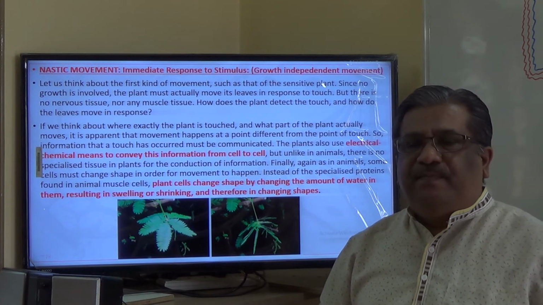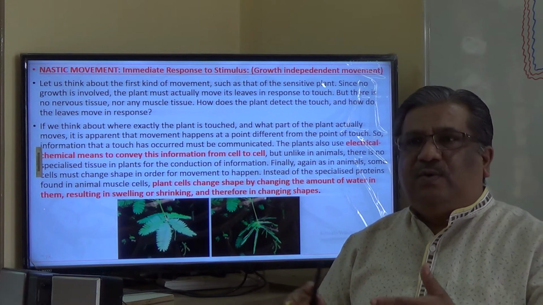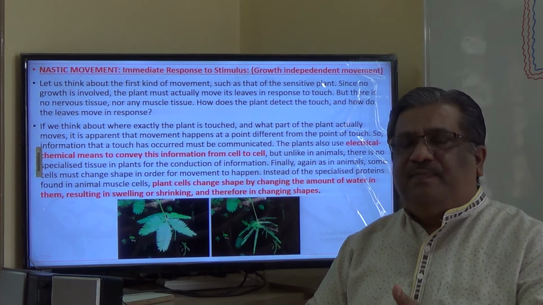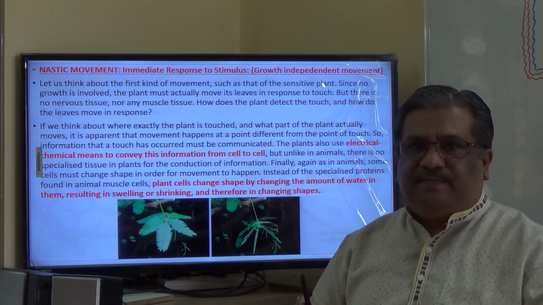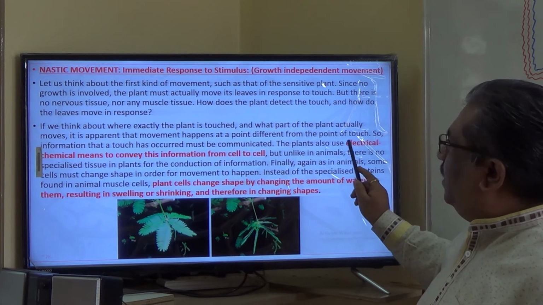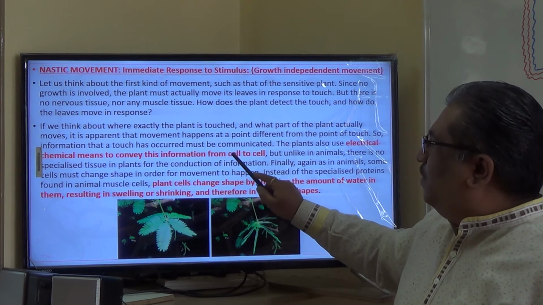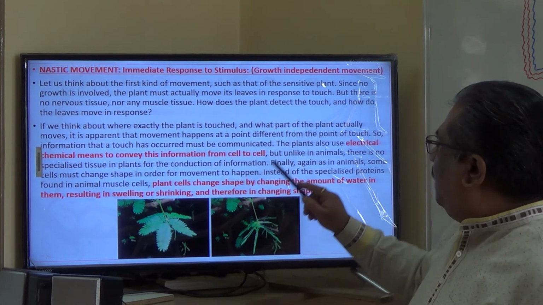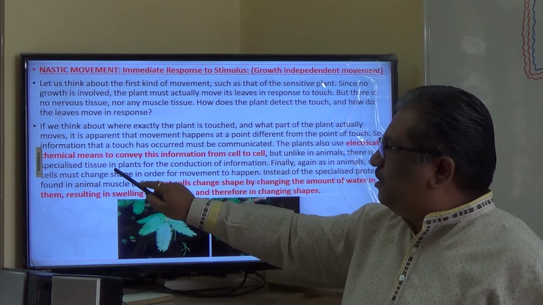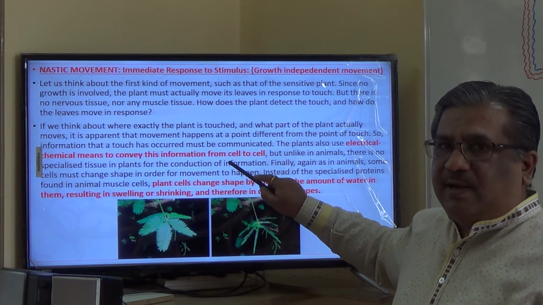Plants use electrical and chemical means to convey the information of touch from one cell to another cell. I hope you are understanding. The plants use electrical and chemical means to convey this information from cell to cell. But unlike in animals, there is no specialized tissue in plants for conduction of the information. The nervous system is not there.